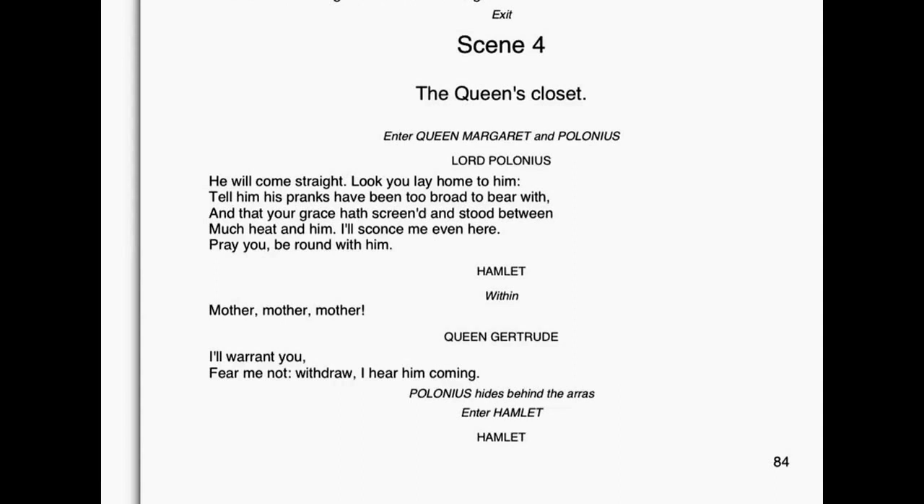We're up to the last scene in Act 3, Scene 4. This is also known as the closet scene, and it's one of the most famous scenes written by Shakespeare. It's quite a long scene, so it might take us a few videos to get through the whole thing.